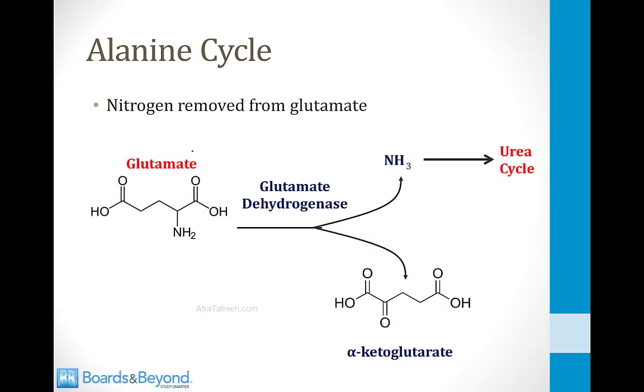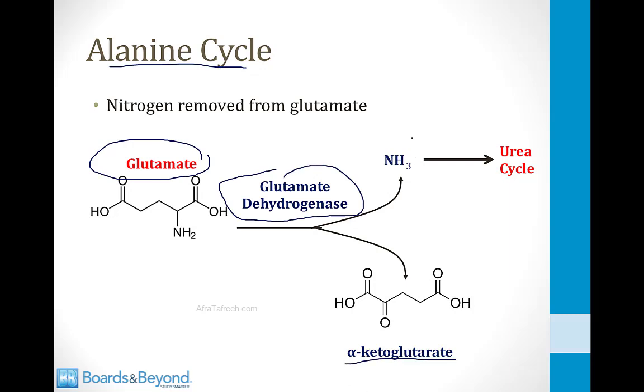And just like we saw before, when glutamine was the shuttle for nitrogen, when alanine is the shuttle for nitrogen, the glutamate that is created in the liver can be metabolized by glutamate dehydrogenase into a molecule of alpha ketoglutarate and an ammonia molecule, which can then enter the urea cycle for further metabolism.